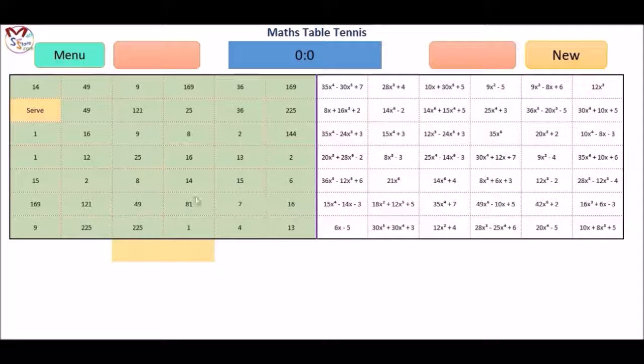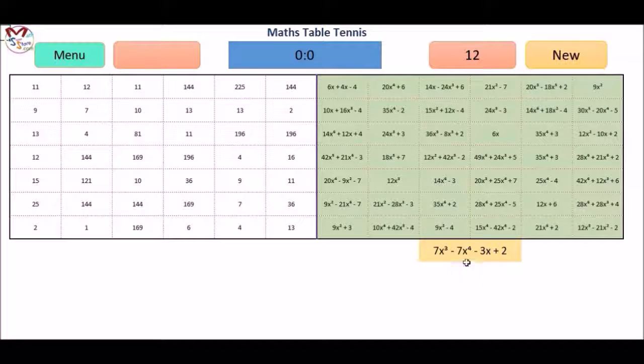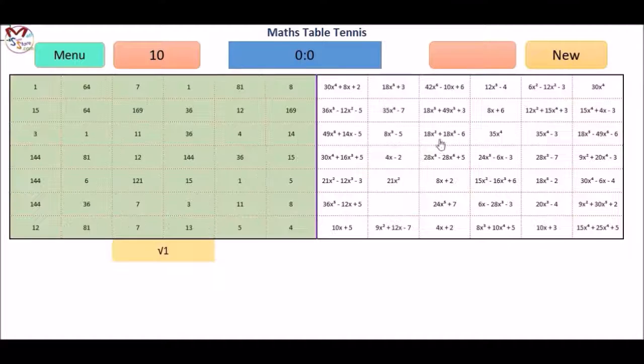So player 1 is working on squares and square roots. That could be a year 7 student playing against a year 12 or year 13 student working on differentiation. Okay, player 1 will serve. And we've got 21x minus 28x minus 3. So we quickly look through here. And we had 5 seconds left to play.